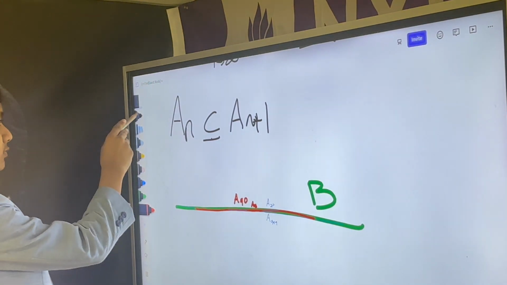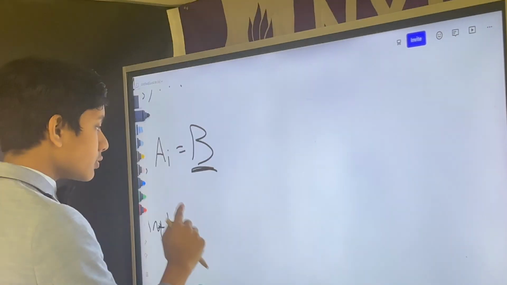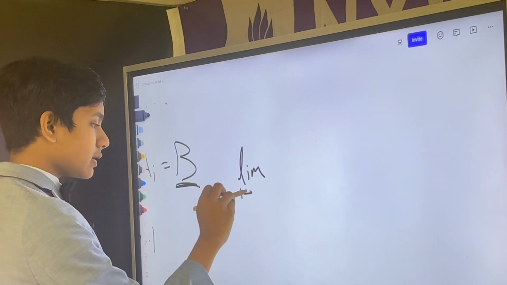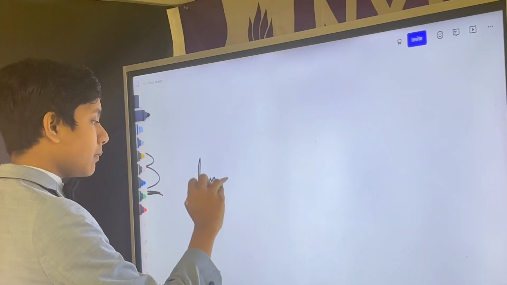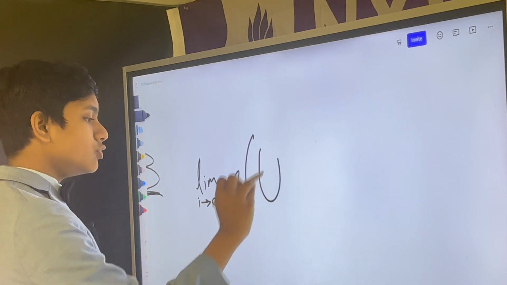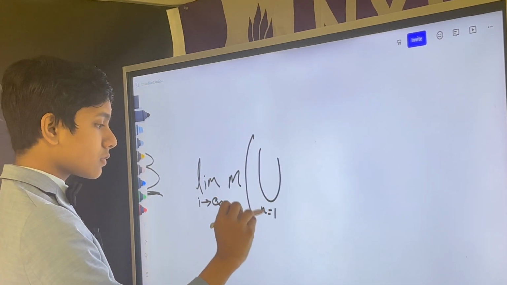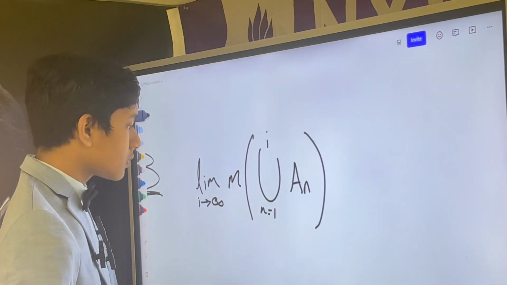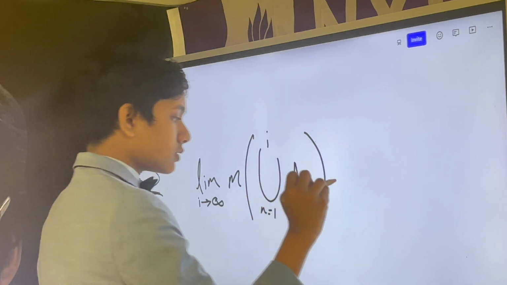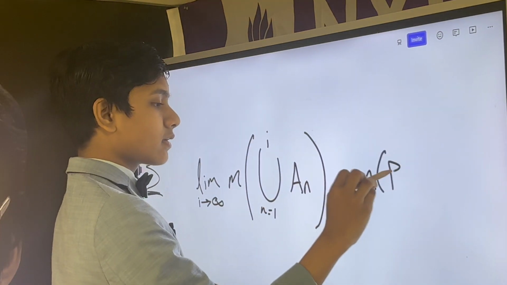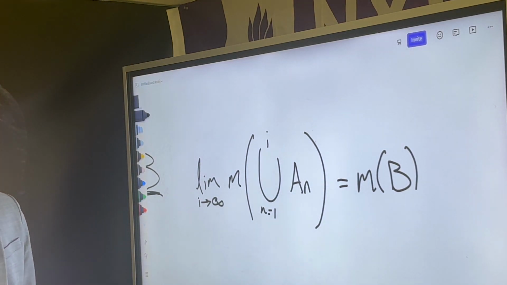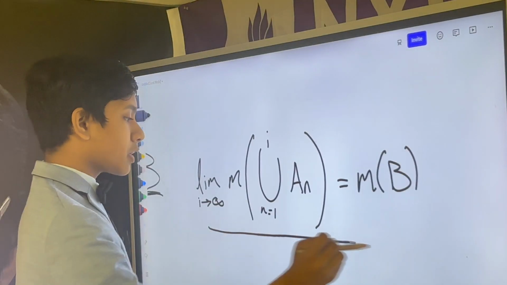Now here's what we're going to prove. We're going to prove that the limit as i approaches infinity of the measure of this union is equal to the measure of B. How do we justify that? Well, let's look at what's going on here.